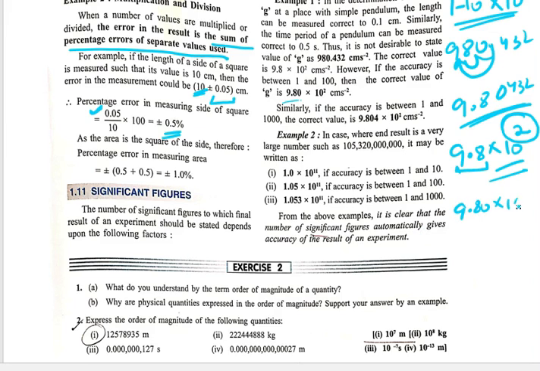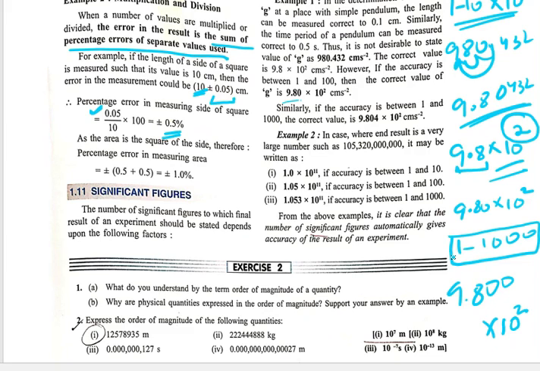correct value of g will be, however, if the accuracy is between 1 and 100, so if we write the accuracy between 1 and 100, then we have to add just one 0. So again, if we write the accuracy between 1 and 1000, then we have to just add one more 0, 9.800 into 10 to the power 2. Okay, so it depends upon to which decimal place we are correct, either 1 to 100 or 1 to 1000 or 1 to 10, like this.